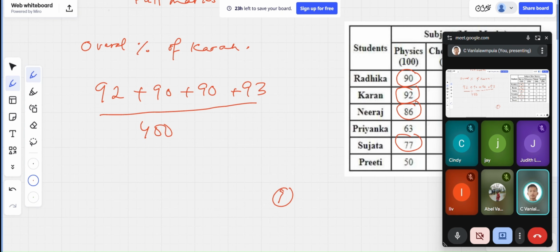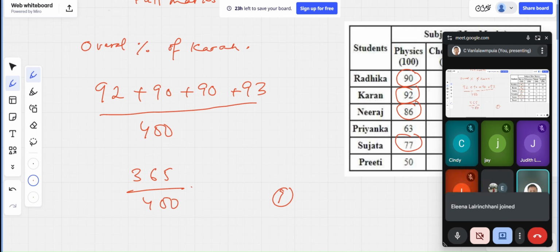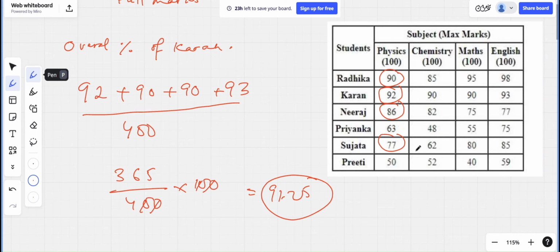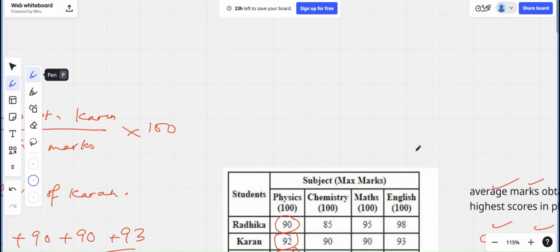If you add 92 plus 90 plus 90 plus 93, you get 365. 365 divided by 400 multiplied by 100. Since they're asking overall percentage, you can cancel this out, so just divide 365 by 4. The answer is 91.25. It's so easy. When they ask overall percentage, you divide the total marks he or she scores by the full marks and multiply by 100. And next, another follow-up question.